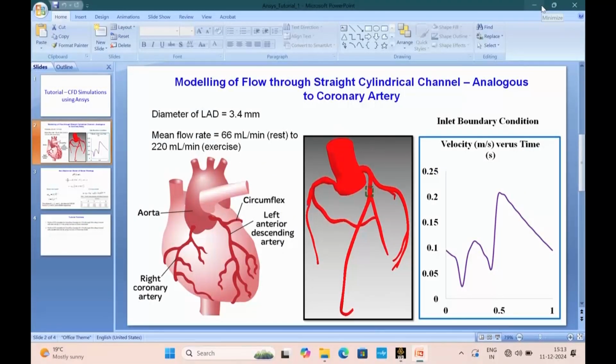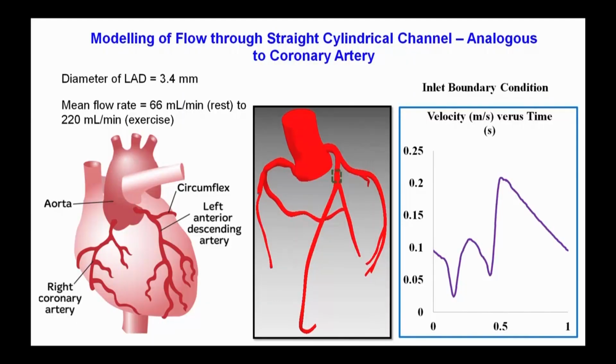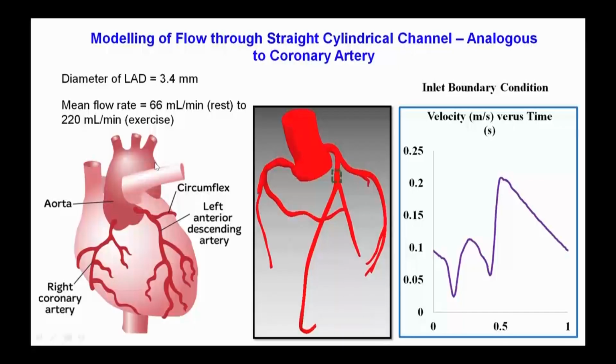So, let us start. Today we will be doing a simple pipe flow simulation using Ansys. First, let us discuss the motivation for doing this. This is a physiology course, but we are doing a pipe flow simulation, so let us look at how it is relevant to our physiological system. On the left-hand side you can see the aorta and the coronary arteries, and you can also see the left anterior descending artery, which is the main interest of today's simulation.